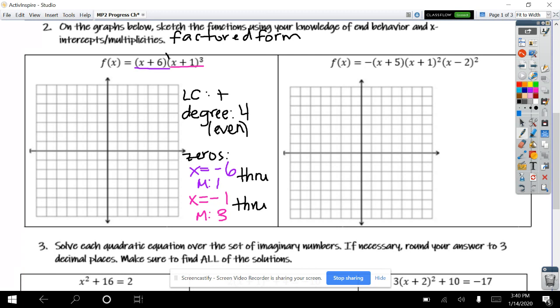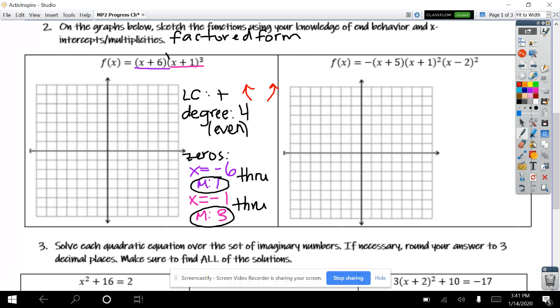Again, don't look at the 0, look at the multiplicity. Here, the multiplicity is 1, which is odd, so it goes through. Here, the multiplicity is also odd, so it goes through. So we know what's happening at the zeros, but we have to also figure out the end behavior. And that's based just on the leading coefficient and the degree. So for end behavior, I already wrote down it's a positive leading coefficient with an even degree. So that means my end behavior looks like this.